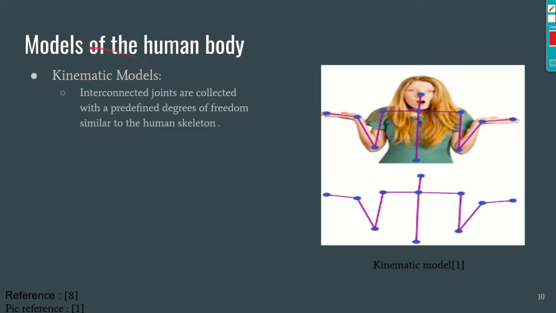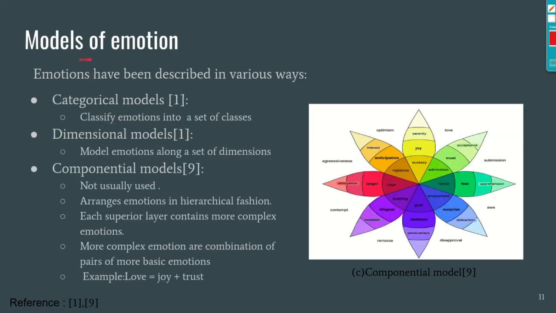The second one is the kinematic models, which, as we can see here in this image, is a set of interconnected joints collected with predefined degrees of freedom, similar to the human skeleton. So we have discussed the input models, which were the human poses and human motion, and now we will discuss the output models, which are the emotion labels.